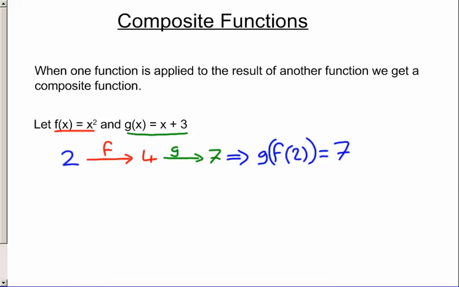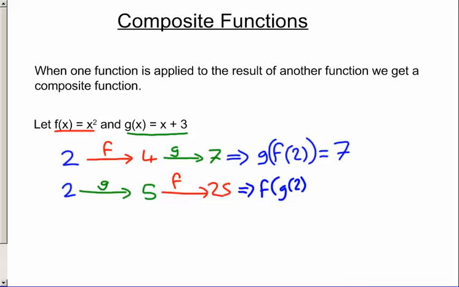But what happens if we do it the other way around? If we put 2, this time, we're going to go into g first. We put 2 into g. Well, 2 plus 3 is 5. Then we take that 5 and we put that into f. Well, 5 squared is 25. So that tells us that f of g of 2 is equal to 25. The most important thing to note here is that we put the same input in, but did the functions in the opposite way around, and we get different answers.